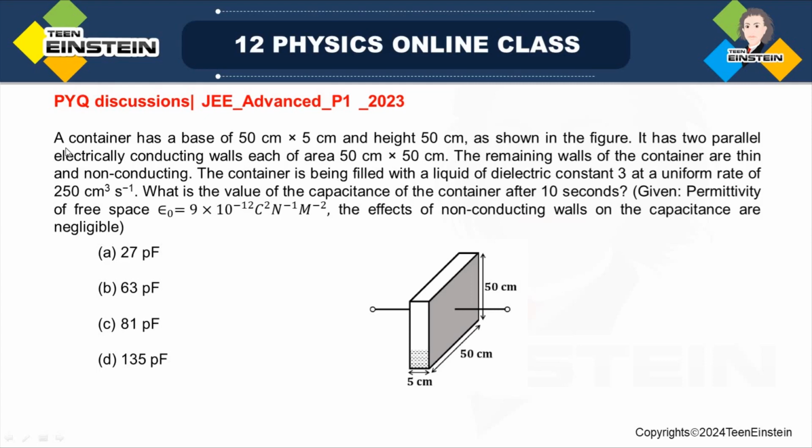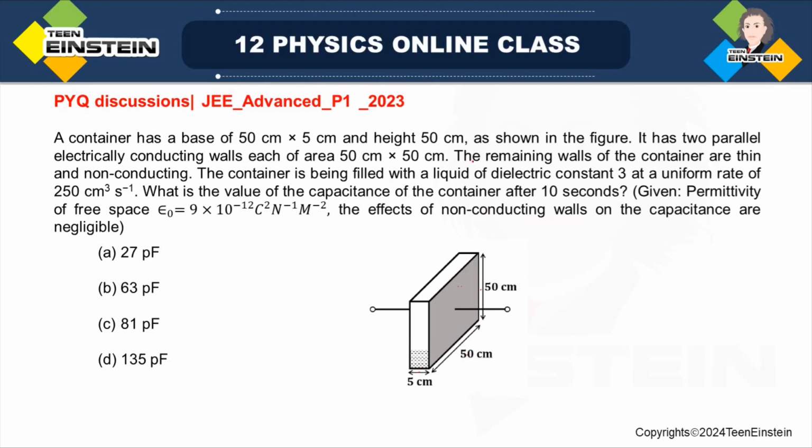The question says a container has a base of 50 cm by 5 cm and height 50 cm, as shown in the figure. You can see this is the thickness or width, this is the breadth, and this is the height. So this is a kind of rectangular parallelepiped. Here this face has an area of 50 by 50 centimeter square, and this is the thickness.